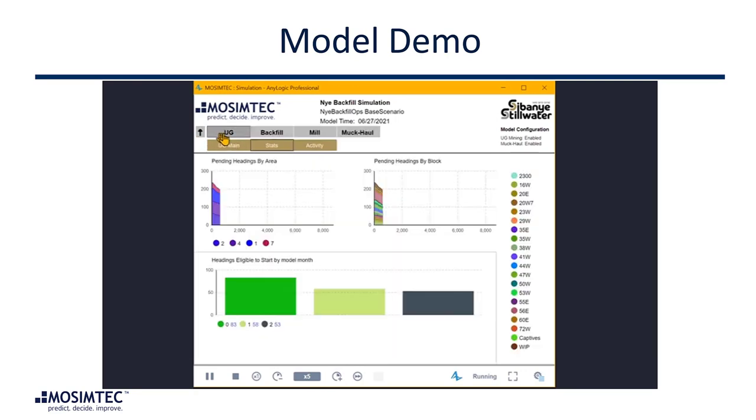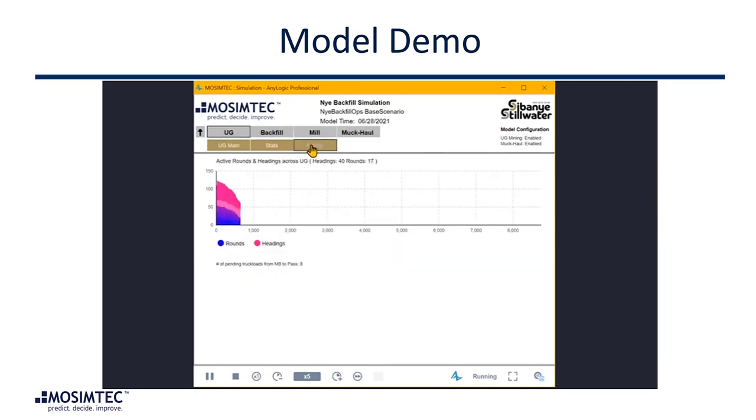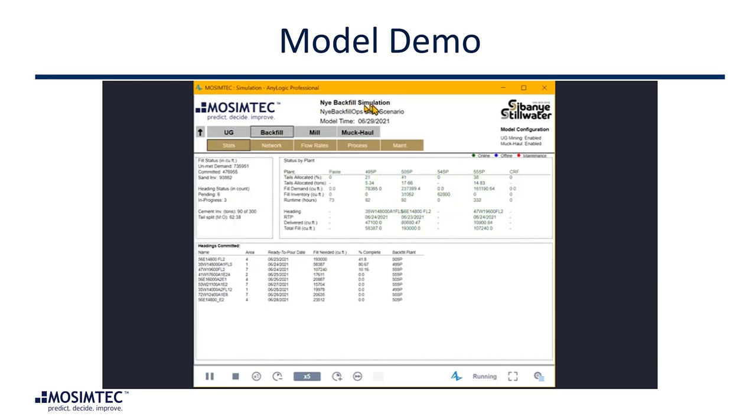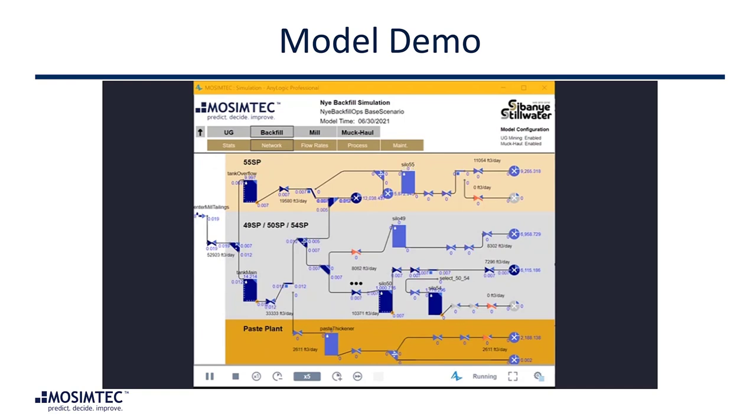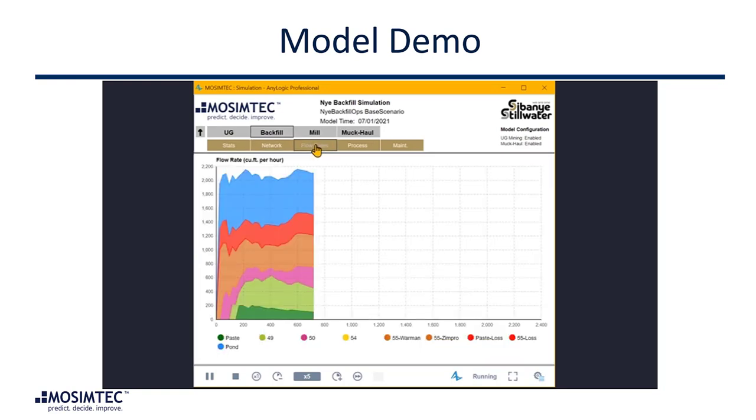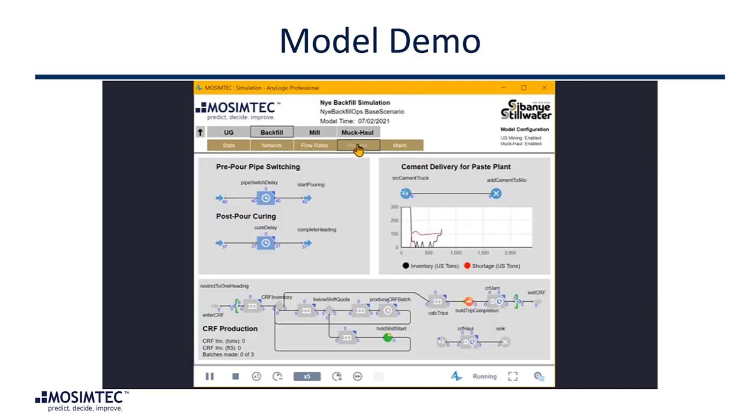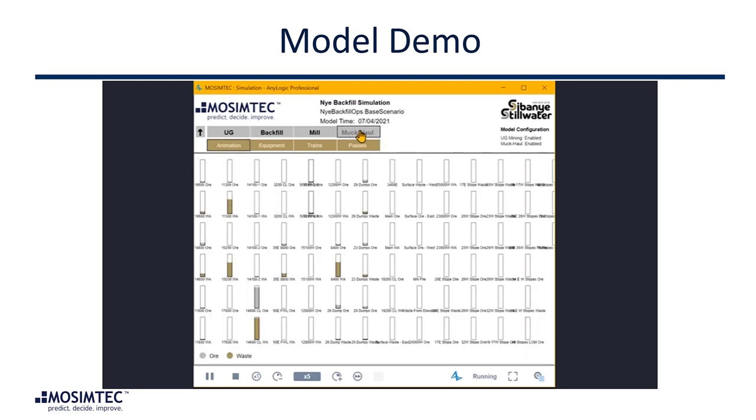behind the scenes. We can jump from mining operations to look at the progress of rounds and headings across all areas, look at the backfill system, and look at demand and supply of fill, and how sand and paste is flowing through the backfill operations. Monitor the flow rates for the different backfill plants. Identify bottlenecks like cement deliveries and other raw material.